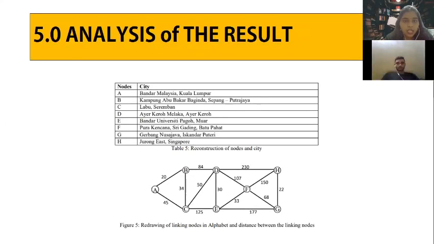Okay, this is the analysis that we made from the result. So just now, each node consists of a city. This is the redrawing of our graph. So A to B, C, D, E, F, G to H.